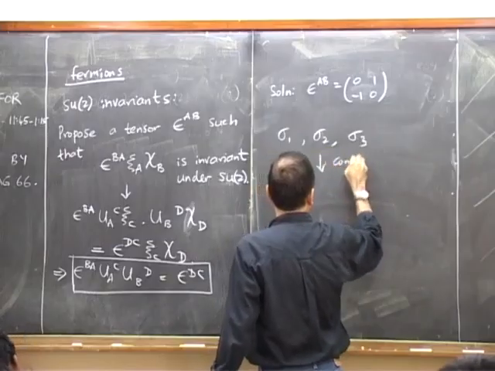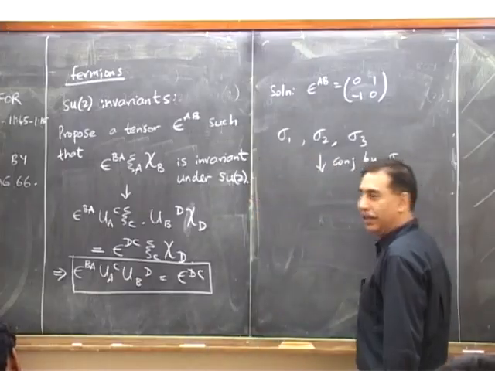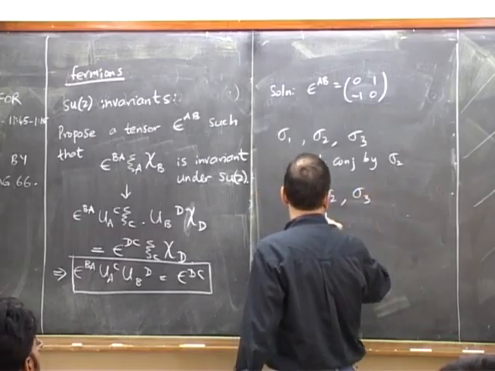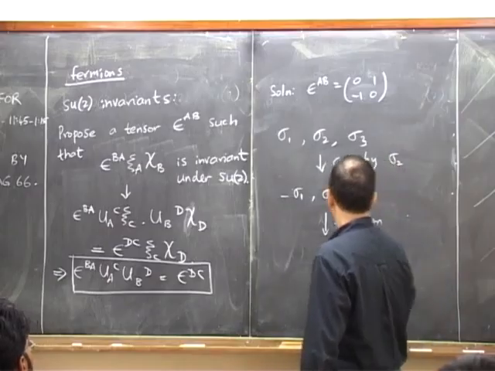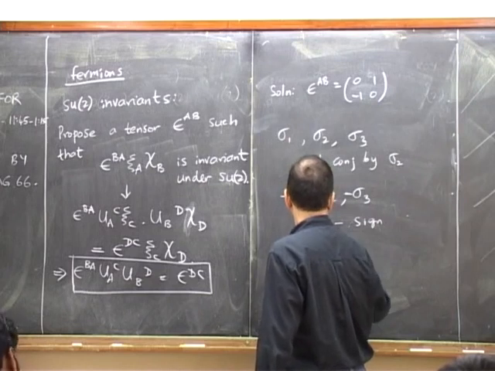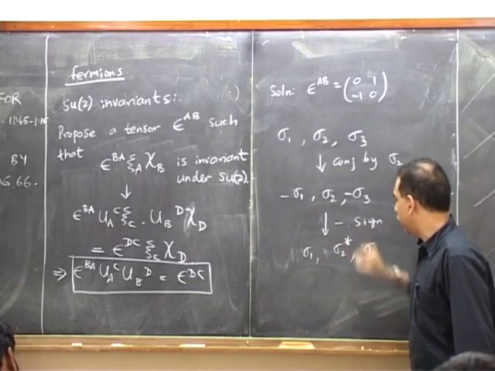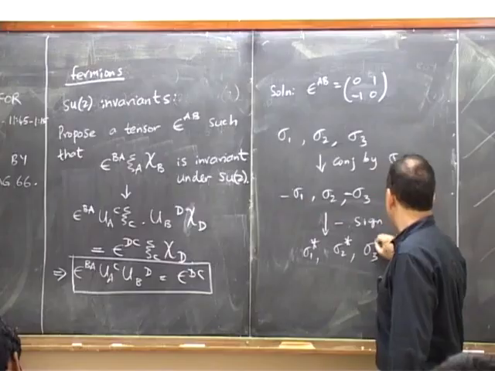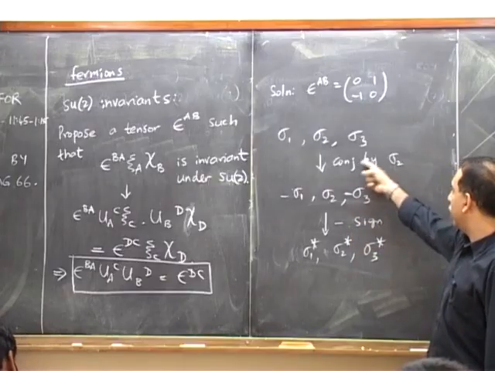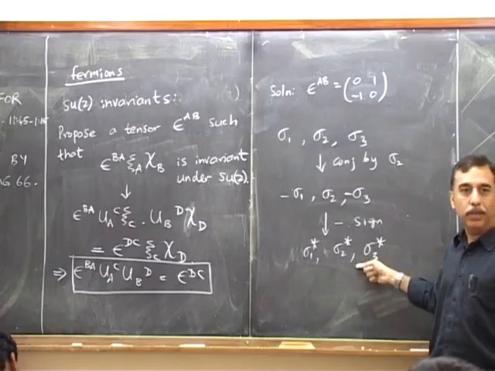If I conjugate by sigma 2, conjugate means multiply on both sides by this and its inverse is itself. Then I get minus sigma 1, sigma 2, minus sigma 3. Then I change all the signs, and I get sigma 1, minus sigma 2, sigma 3. But sigma 2 being imaginary, this is sigma 2 star, and these being real, this is sigma 1 star and sigma 3 star. Okay? So basically, after a minus sign, the process of conjugating by sigma 2 just complex conjugates all the Pauli matrices. Okay?